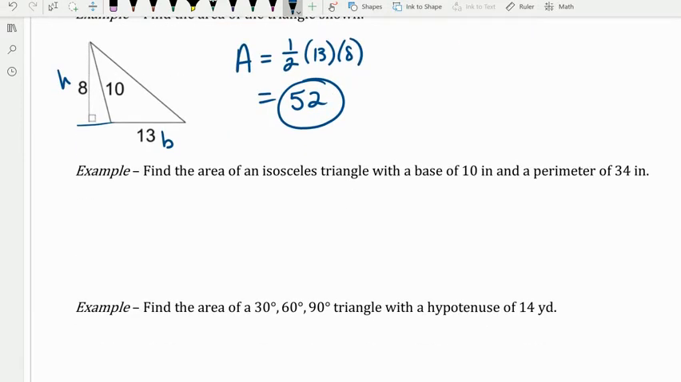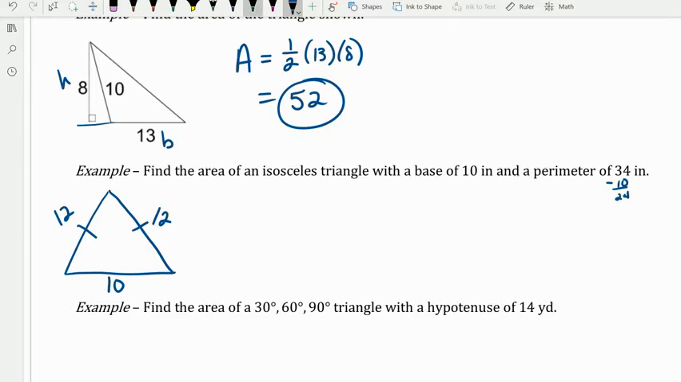Okay. Find the area of an isosceles triangle with a base of 10 and a perimeter of 34. Okay, so an isosceles triangle, remember, our two sides are the same. If the base is 10 inches, and the total perimeter is 34, I can take 10 off of that. That leaves us with 24. And if I divide that in half, that makes each of these sides 12, right?